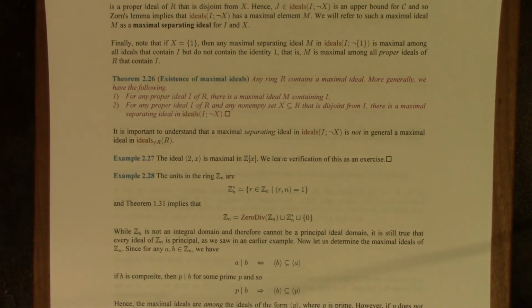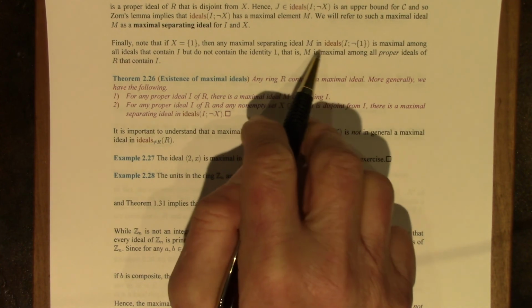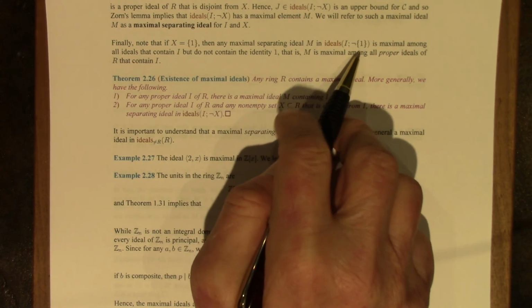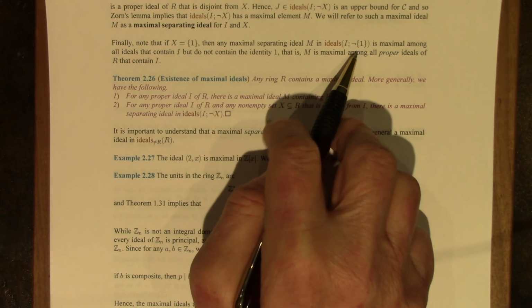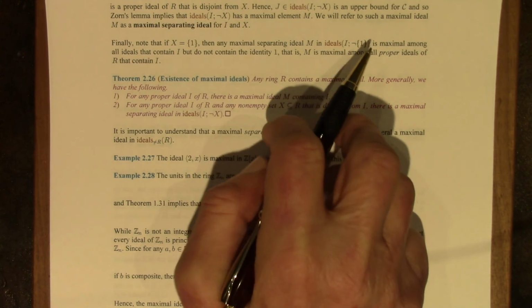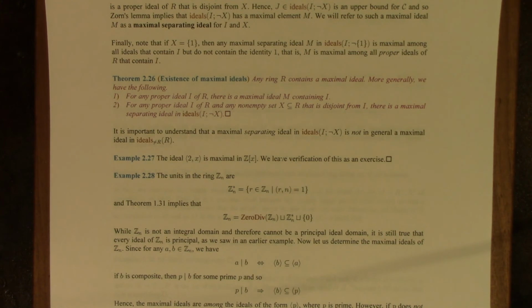Now, let me caution, a maximal separating ideal for I and X is not necessarily a maximal ideal of the ring. We don't know what X is. It could be quite large. But if X is this singleton set containing the identity, then any maximal separating ideal containing I disjoint from this set, well, they're all disjoint from this set. Ideals do not contain the identity. So this M here is in fact a maximal ideal among all proper ideals. It's a maximal ideal of the ring.